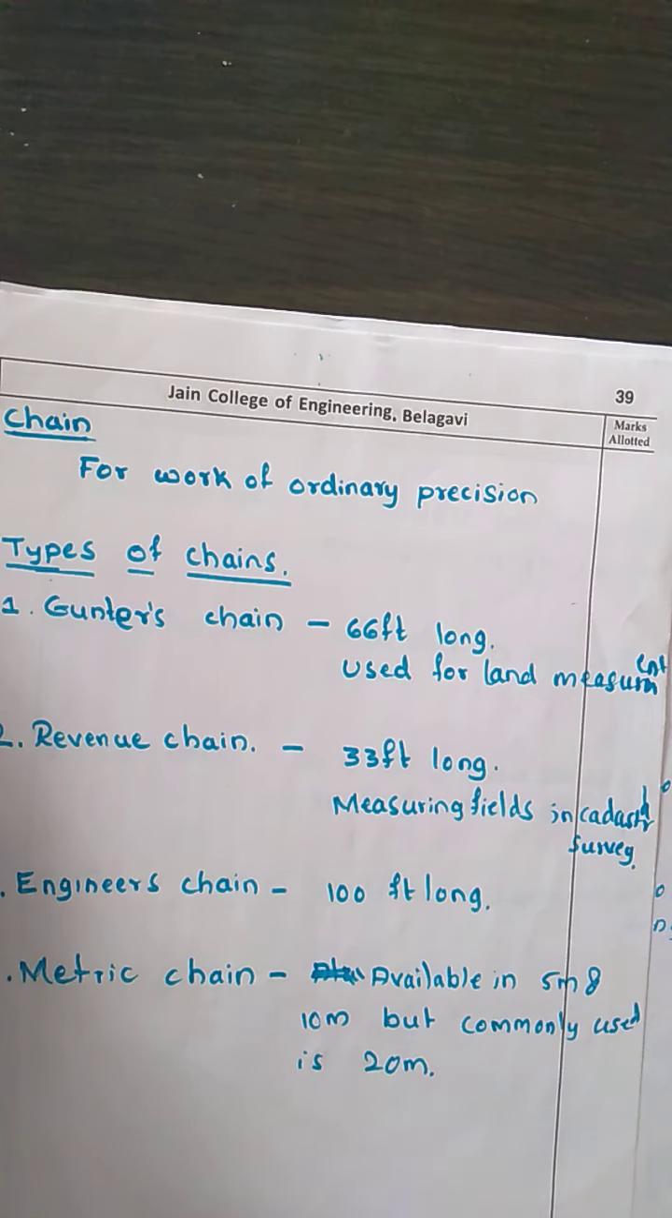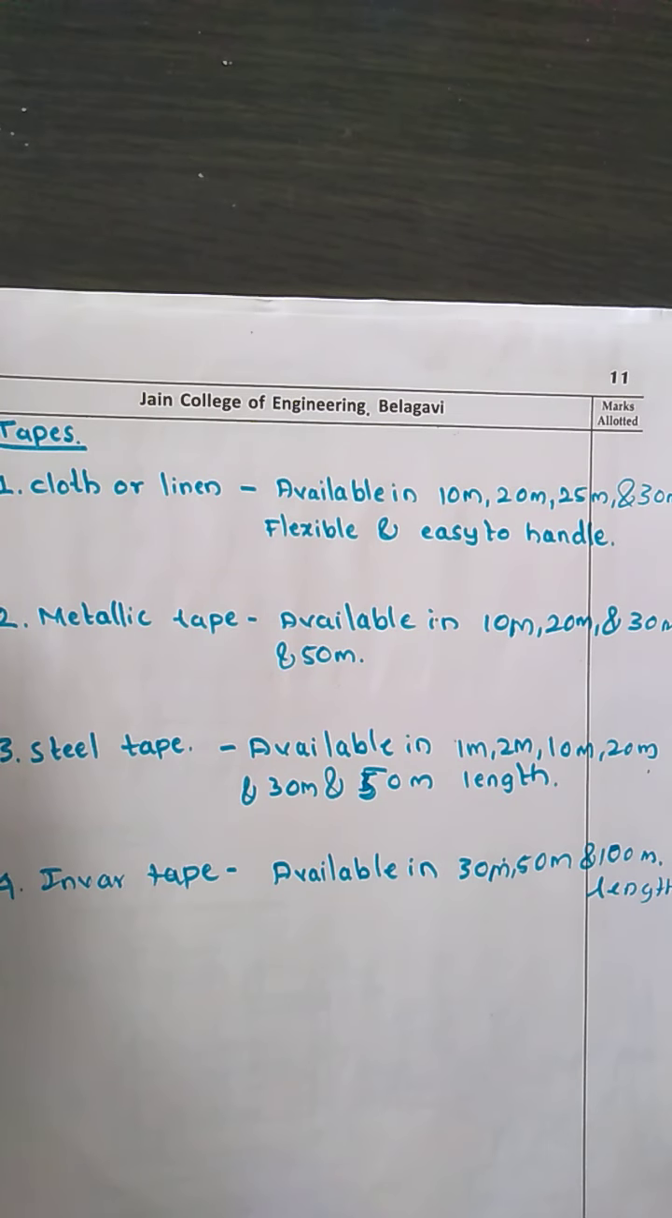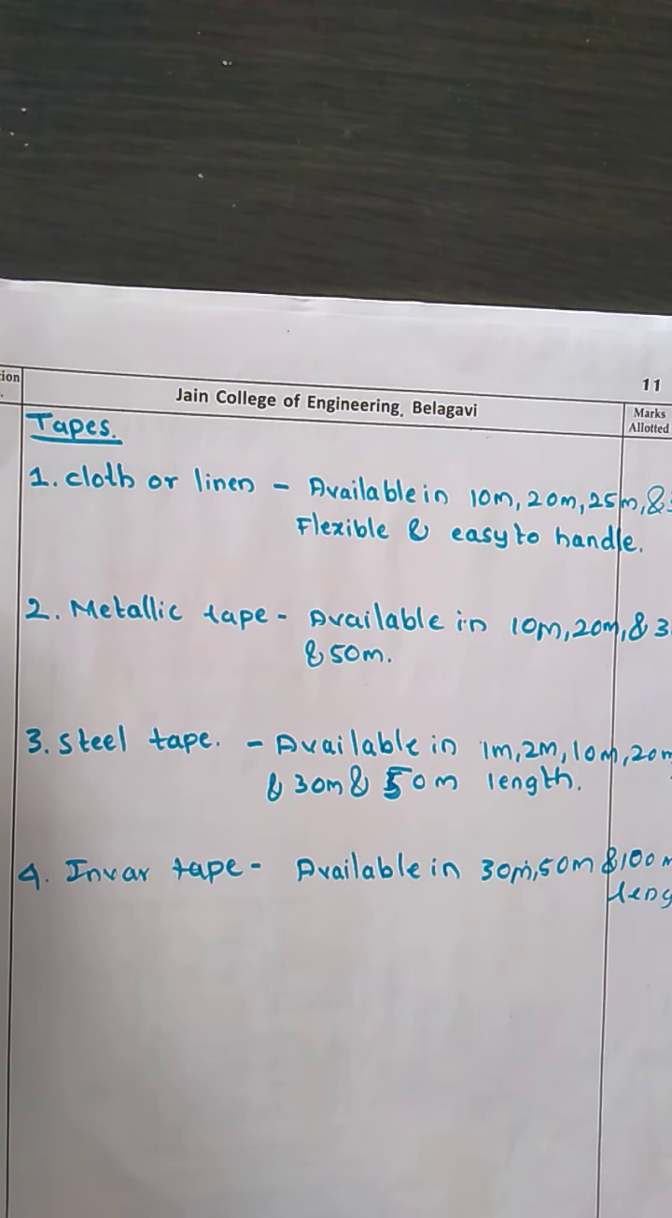You have also seen the diagrammatic representation of a chain. Now we will see another method of chaining, the measurement of horizontal distance using the tape, and the different types of tapes available in the market. Tapes are usually meant for greater accuracy of measurement, and we use them in all types of work wherever greater accuracy is required.